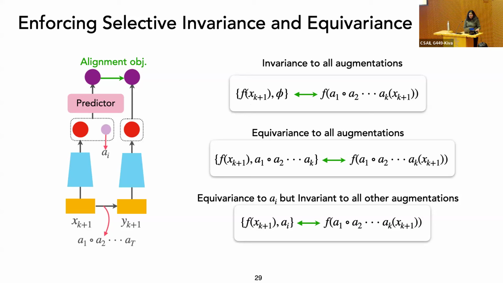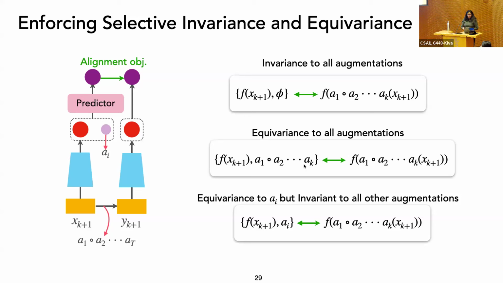And you instead just align the embedding of your current input with the embedding of your transformed input, which can also be written as this composition applied on top of xk. And we saw that to enforce equivariance, all you need to do is also pass the parameters of the augmentations that you want to enforce sensitivity to.